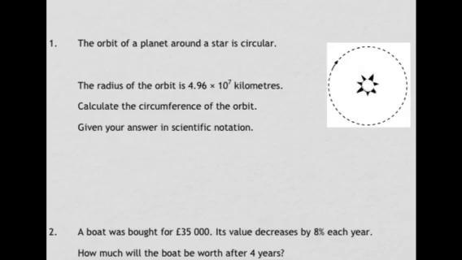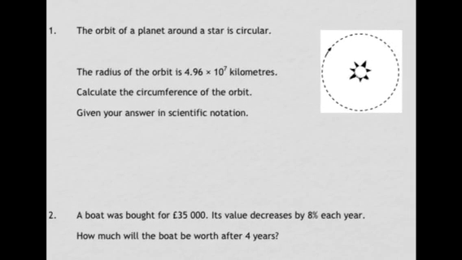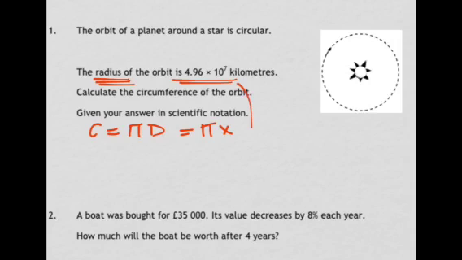First question. The orbit of a planet is circular, the radius is such and such, calculate a circumference. So we have a formula that says C equals pi times D. So that's going to be pi times, now we know from the question that the radius is equal to that. So we're going to have to double that answer, stick it in that formula, work it out and give your answer in scientific notation, in other words standard form. So it's going to be something times 10 to a power.